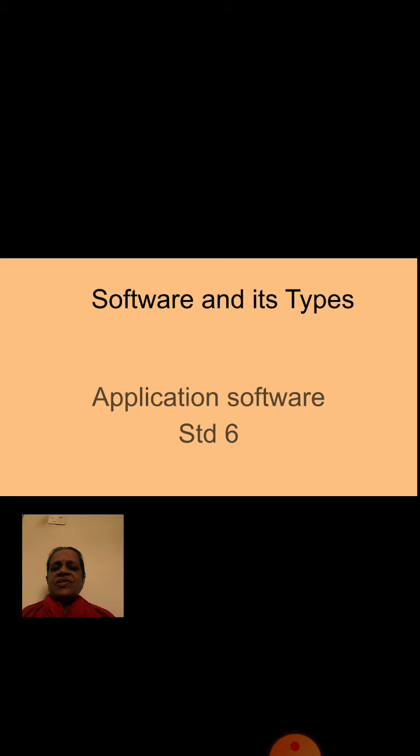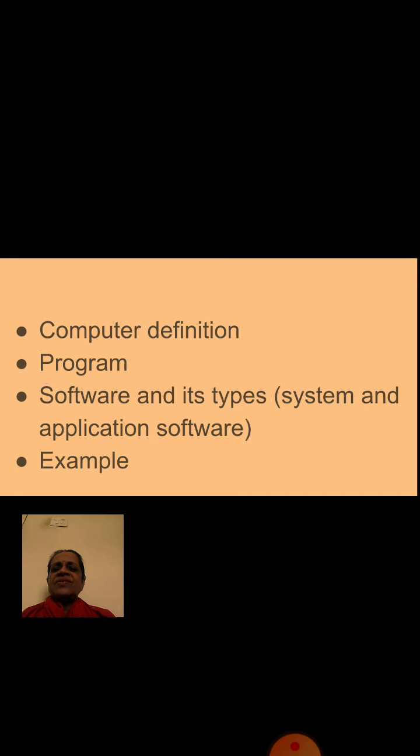So first, before this, let us revise the previous session's contents. We had studied the chapter software and its types. In that we studied the definition of a computer, what is a program, software and its types and their examples. What is the definition of a computer? We will do a quick revision. A computer is an electronic device which will take the input, process it and give us the required results.